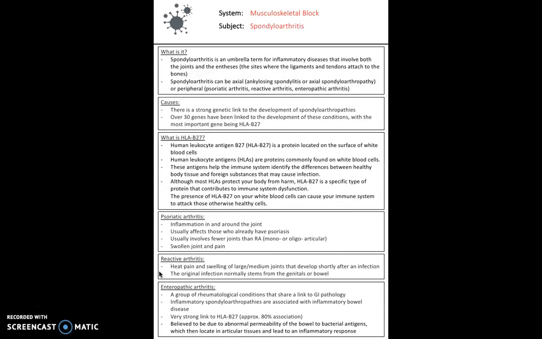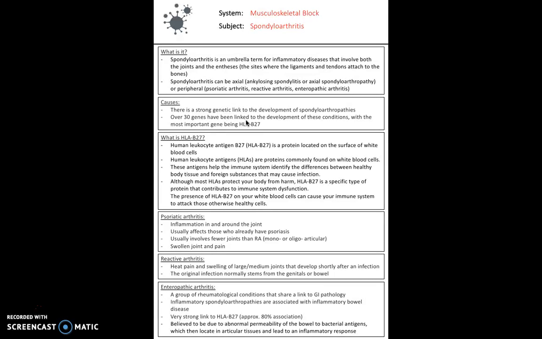Next we have spondyloarthritis, which is an umbrella term for inflammatory diseases involving the joints and the entheses. So the entheses are the sites where the ligaments and tendons are attached to bones. So spondyloarthritis can be divided into axial or peripheral. So axial spondyloarthritis include ankylosing spondylitis and axial spondyloarthropathy. And peripheral forms include psoriatic arthritis, reactive arthritis, and enteropathic arthritis as well. So the causes behind spondyloarthritis have a strong link to HLA-B27.